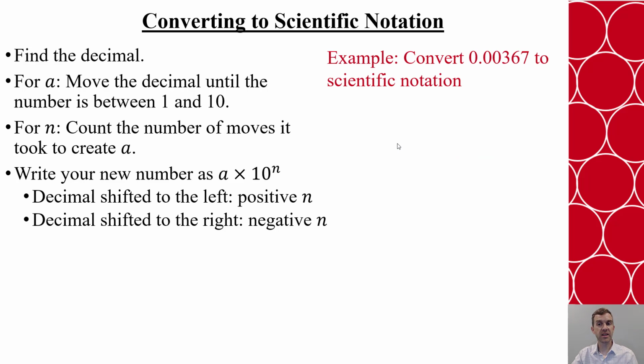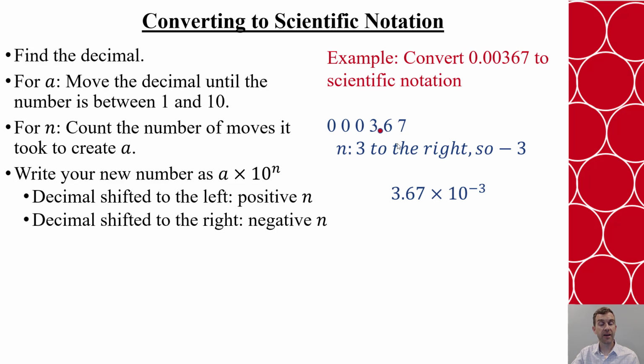Well, what if it is a decimal value? Same type of thing. I start with that number. I have my decimal. I'm going to move it so that my new coefficient will be between 1 and 10. So I need to move it right after that 3. So it moves 1, 2, 3 times, and I moved it to the right, so that's going to be an exponent of -3. So that means in this case, I have 3 and 67 hundredths times 10 to the -3rd.